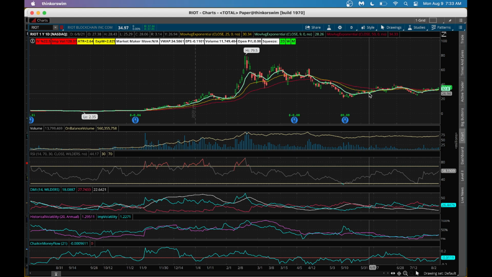But this indicator, TTM Squeeze, will tell you the best time to buy, when it's going to go out of its trading range. That's why I like this indicator. It helps you cut down on waiting time and helps you with swing trading opportunities.